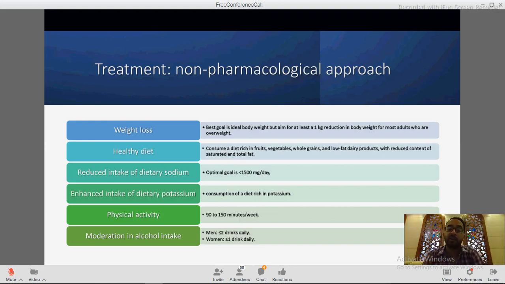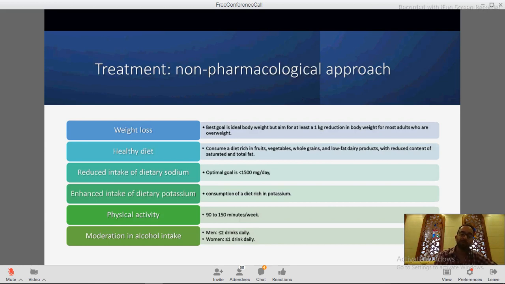Enhance the intake of dietary potassium, because many patients with hypertension, especially those on treatment, may have low potassium. Consuming a diet rich in potassium, especially fruits, can affect the management of blood pressure positively. Enhance physical activity. Simply walk, but not just any walking; brisk walking is the best, with an average of 90 to 150 minutes per week. You can tell the patient to spread these minutes over 3 days, or 5 days of the week, whatever. This enhances the control of blood pressure.